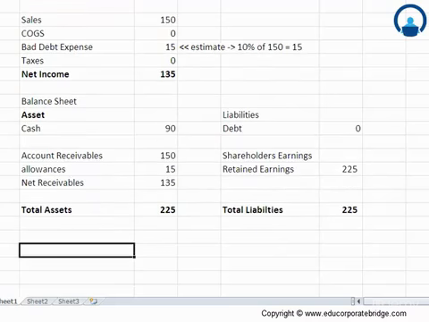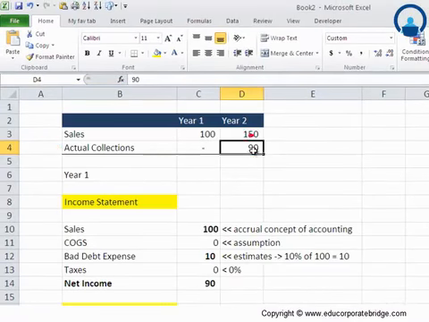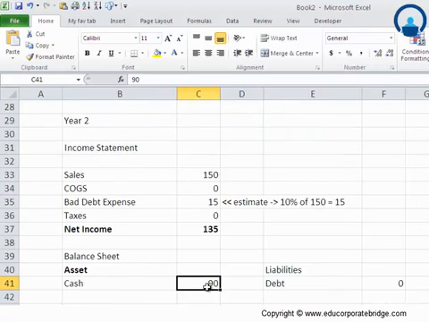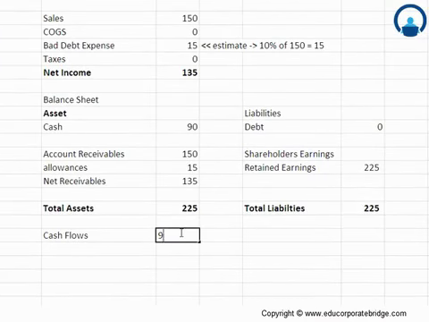Now what about the cash flows? The cash flows, as we have seen earlier, actual cash collection is 90, and that is why we have 90 here in the cash item within the balance sheet. So cash flow here is $90.